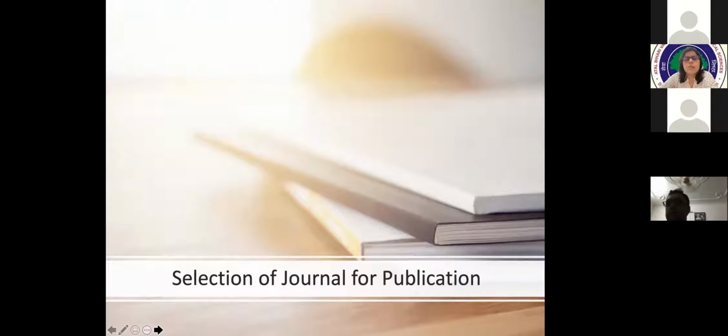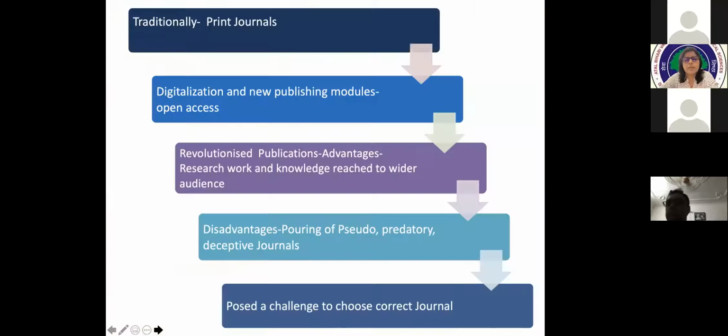that is how to select an authentic journal for publication, which is a very important topic one should know. Because what happened traditionally, we were just having print journals, and since digitalization has come, there are so many new publishing modules on the internet, like open access models. And this has brought a revolution in publication. It has its own advantage as well as disadvantage.